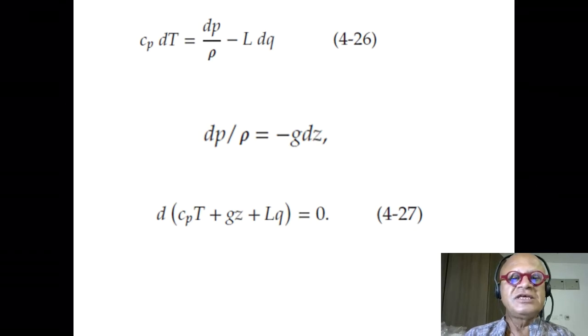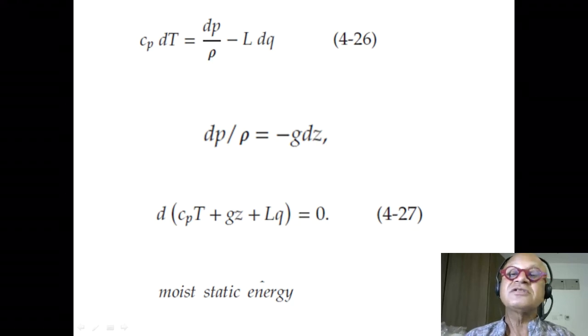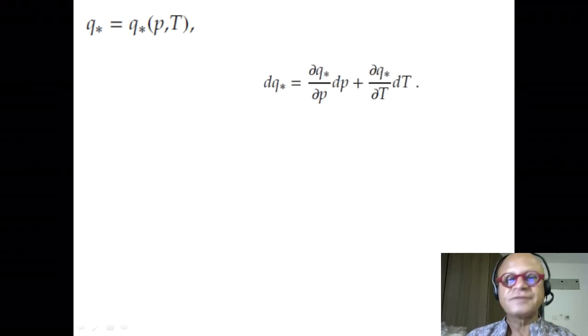So Cp dT plus g dz plus L dq is written as basically the differential of Cp T plus g z plus L q. And this is called moist static energy. Moist static energy. Obviously, just this part is dry static energy. Okay, so it turns out to be a very important variable, very important concept.